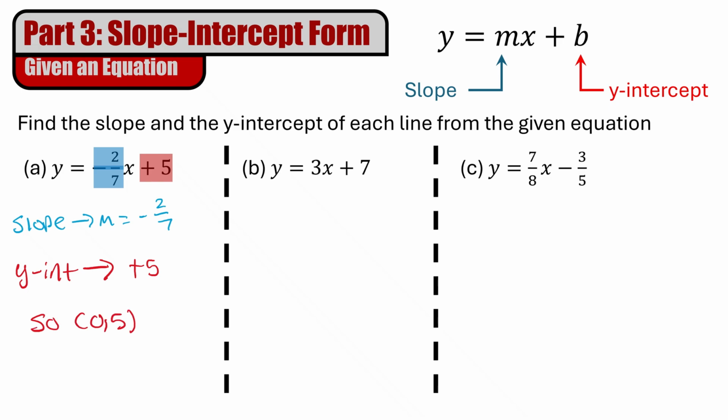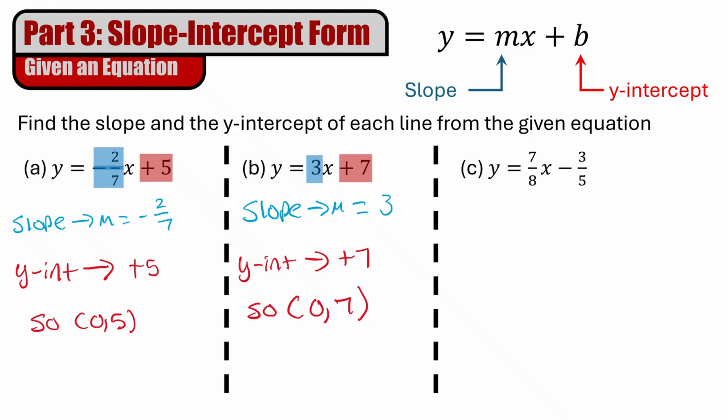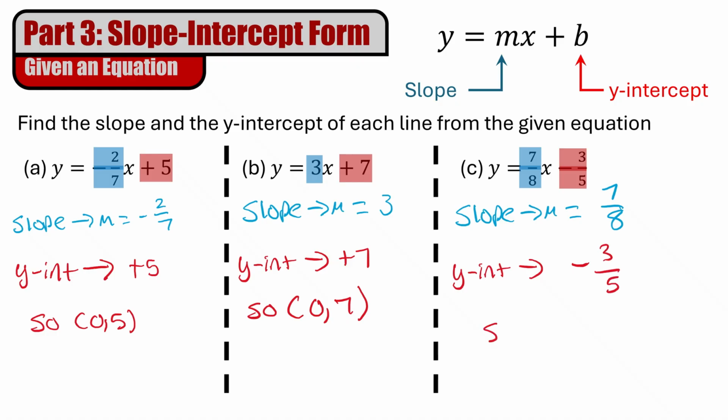Now let's look at example B. The slope is the coefficient of x again, this time it's 3, so m = 3. The y-intercept is +7, so the point is (0, 7). For example C, the slope is 7/8. That's the number attached to the x. The y-intercept is the constant at the end, here it is -3/5. So we write the y-intercept as the point (0, -3/5).